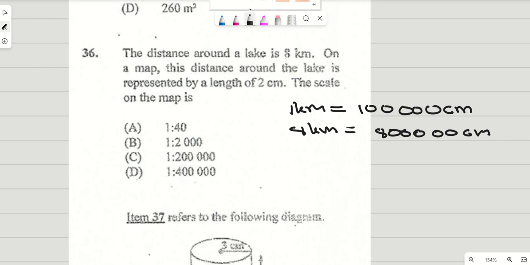it would be 2 to 800,000. Now we look at the options: none of them have 2, all of them have 1. So we're going to divide this entire thing by 2. So this would be 1, and then this would be 4 and 5 zeros.